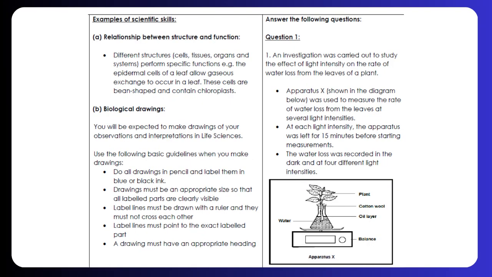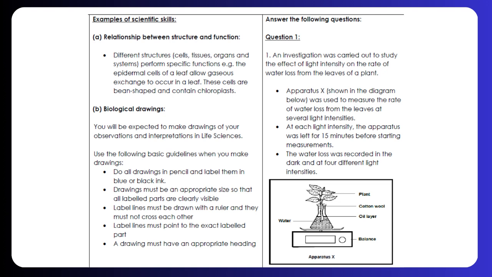Examples of scientific skills. A. Relationship between structure and function. Different structures, cells, tissues, organs and systems, perform specific functions, e.g. the epidermal cells of a leaf allow gaseous exchange to occur in a leaf. These cells are bean-shaped and contain chloroplasts.